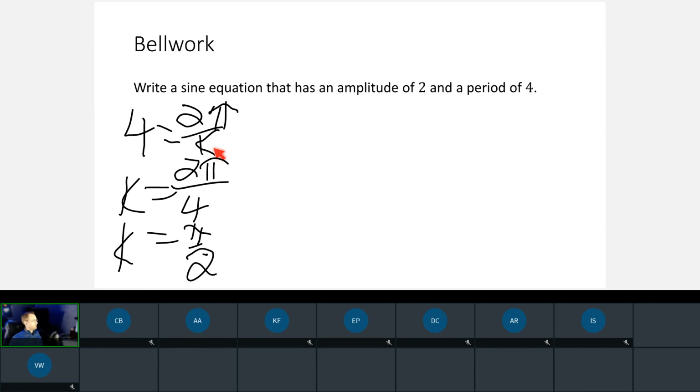Now, if this problem, like on a test or a quiz, was talking about tangent or cotangent, instead of being 2 pi over k, it would be pi over k. So he plugged in the stuff, he solved for k, and we now know k is pi over 2. This is probably wrong, but that's my final answer.